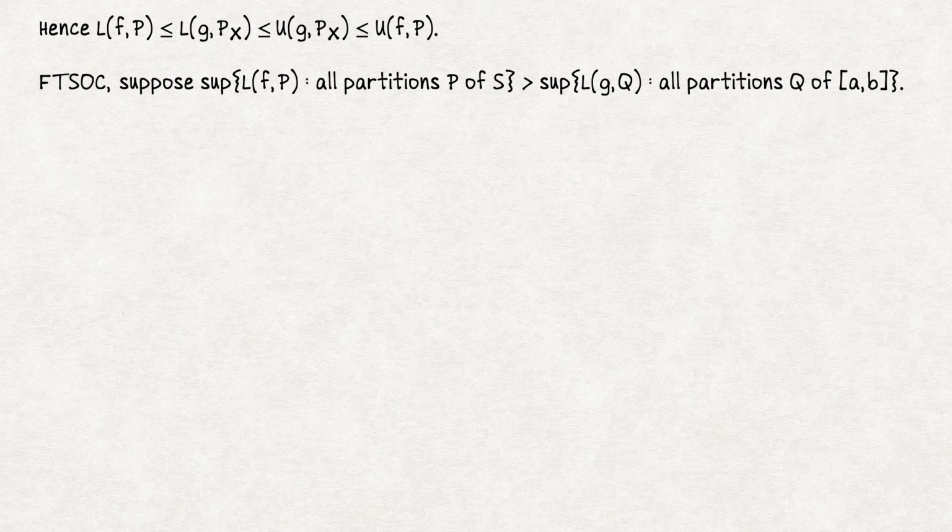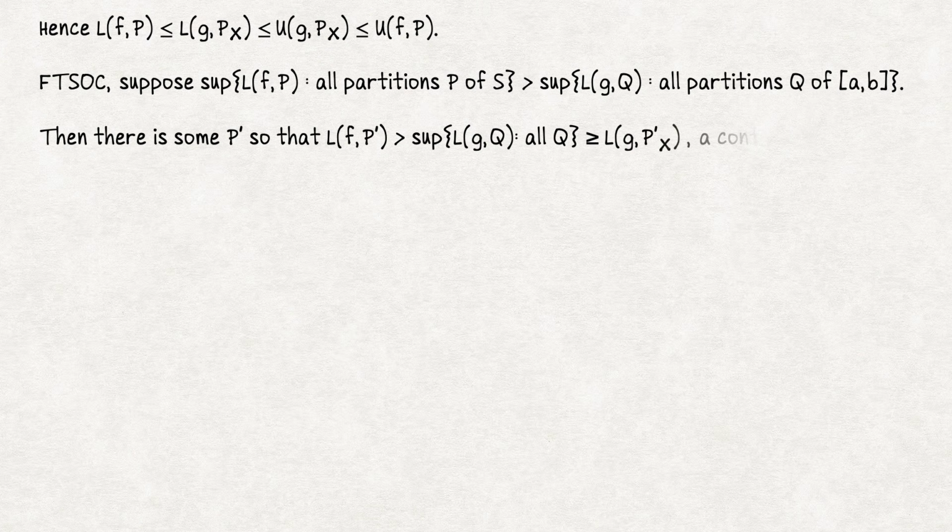For the sake of contradiction, suppose that the lower integral of f, which is defined as the supremum of all lower sums of f with respect to every possible partition of f's rectangular domain, is greater than the lower integral of g, which is defined as the supremum of all possible lower sums with respect to all possible partitions of g's domain. If that were the case, then by the criterion for sups and infs, we could identify some specific partition, which I'm going to call P prime, so that the lower sum of f with respect to P prime, that's one particular lower sum, is greater than the lower integral of g.